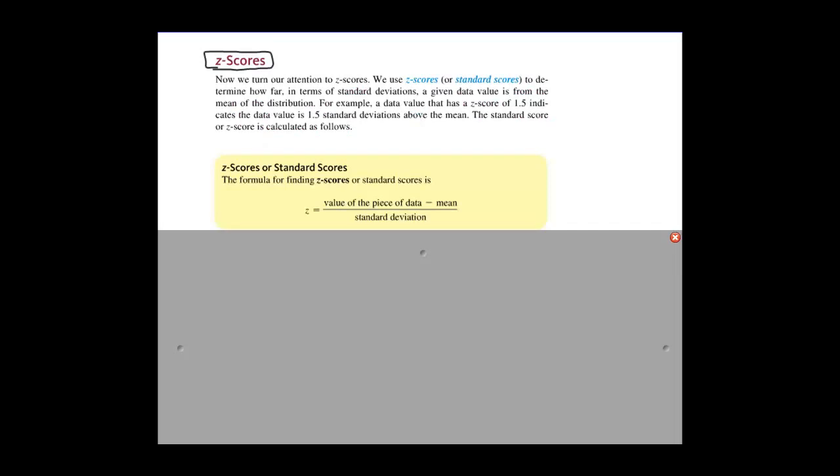Now we look at z-scores. We're going to use z-scores, also called standard scores, to determine how far, in terms of standard deviations, the given data value is from the mean. So each piece of data, we're going to standardize and make it a z-score or standard score. A z-score of 1.5 would mean that piece of data is 1.5 standard deviations above the mean. If it's negative, it would mean that it fell below the mean.